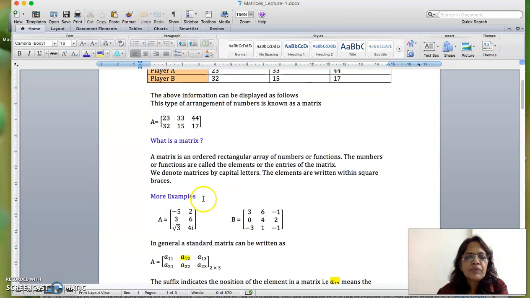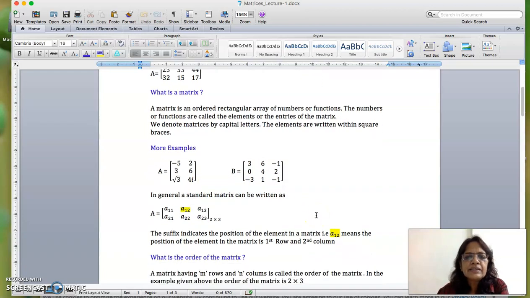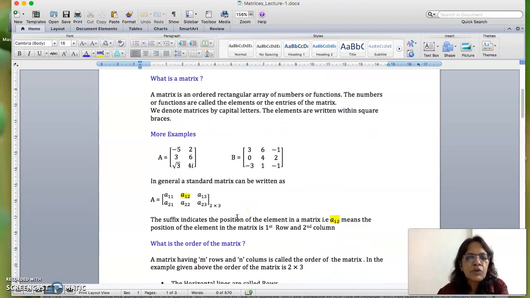So more examples of matrices. Here is a matrix A. In this, the elements are written. They can be under root also. They can be, here, 4 iota. They can be different functions. Another example of matrix B is this. In general, a standard matrix is written in this format.